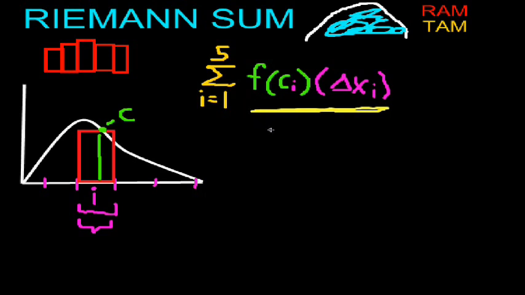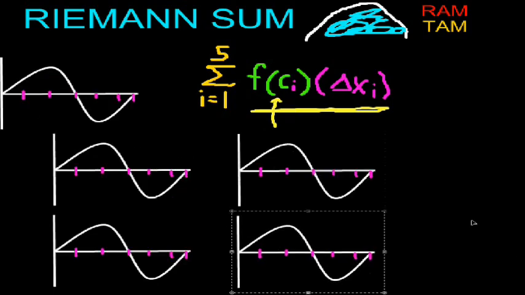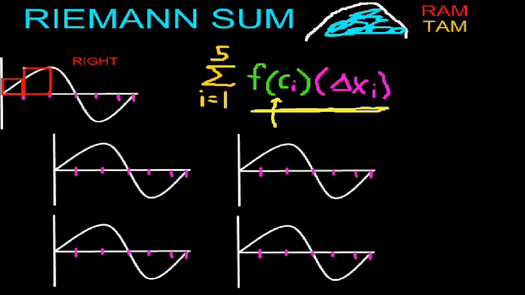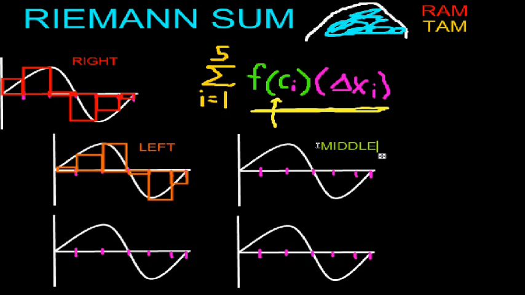Now, what makes each approximation method unique is the location of C within the interval. So for the right Riemann sum, this point C is going to be at the rightmost part of every rectangle. And for the left Riemann sum, point C is at the leftmost part of every rectangle. For the middle, point C is in the middle of every rectangle. Hopefully you're catching on to the trend here. For the upper Riemann sum, point C is always just at the highest point in the interval, wherever that may be.